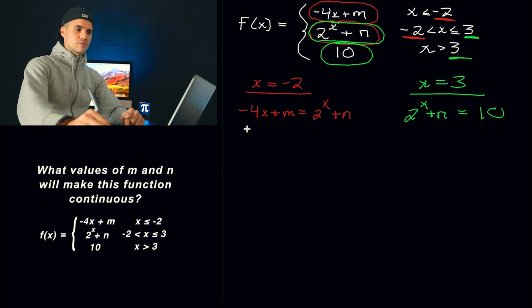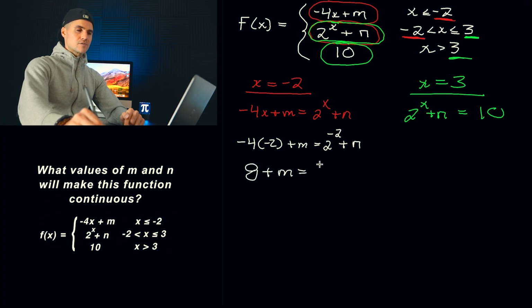If I plug in negative 2 here, we'll have negative 4 times negative 2, plus m, and over here we'll have 2 to the power of negative 2, plus n. So this will be 8 plus m. Now 2 to the power of negative 2 is 1 over 2 to the power of positive 2, which is 1 over 4, plus n. And over here, if I plug in 3, 2 to the power of 3 gives us 8, plus n is equal to 10.